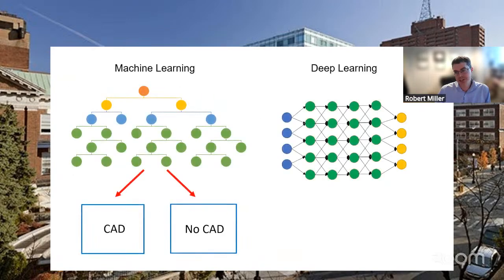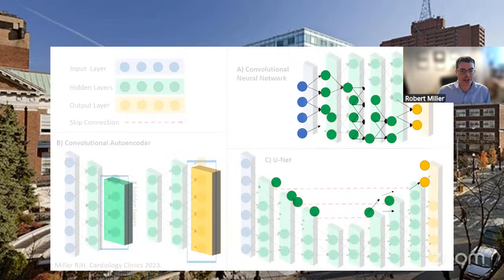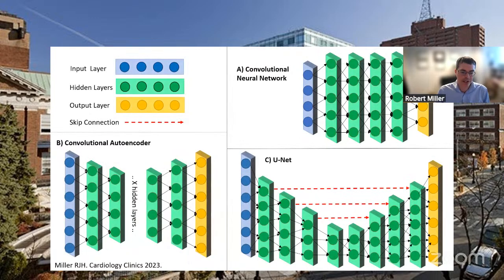When we talk about deep learning, it's referring to this multi-layered learning approach. So with deep learning, it's really the structure of the model that tells you what it's going to do. So a convolutional neural network is frequently used for classification tasks. So when most people are talking about a deep learning model, this is what they're referring to. Convolutional autoencoders and UNets are used a lot for image reconstruction tasks.